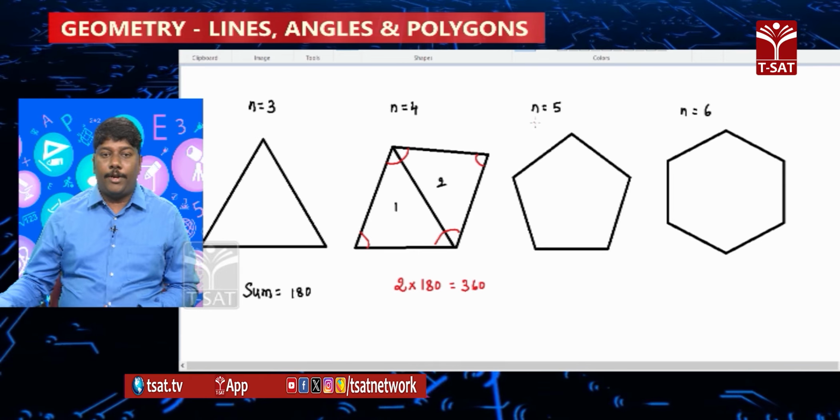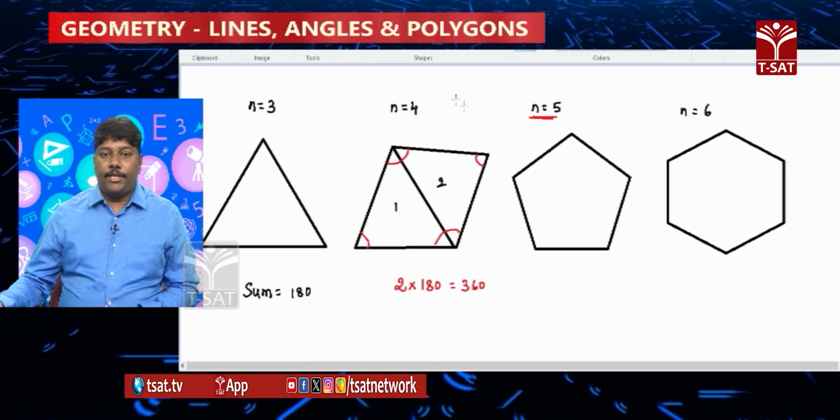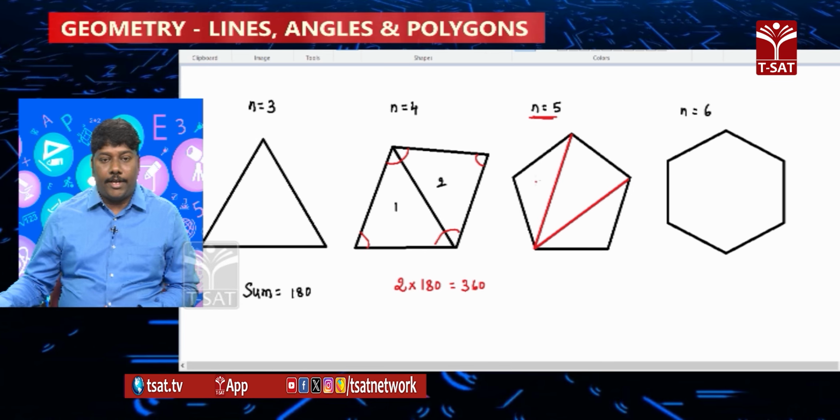Then after we will go for a pentagon. From one vertex you join all the vertices. I am dividing the pentagon into three non-overlapping triangles. Look at here, triangle 1, triangle 2, triangle 3. I am dividing the entire pentagon into three non-overlapping triangles. The sum of one triangle is 180, therefore 3 into 180. Sum of interior angles of a pentagon is 540.